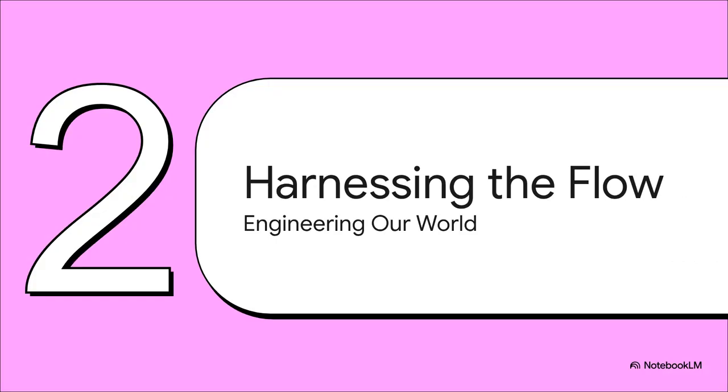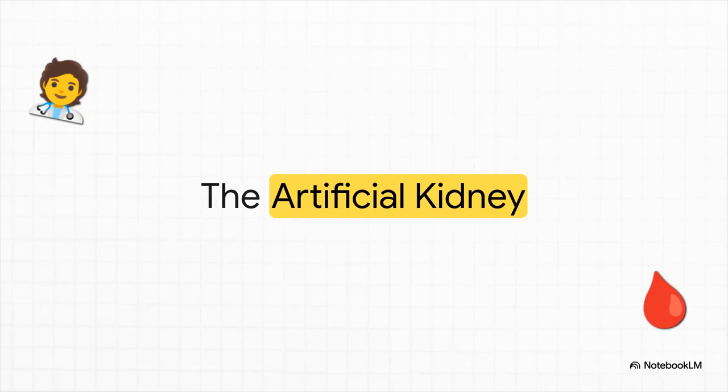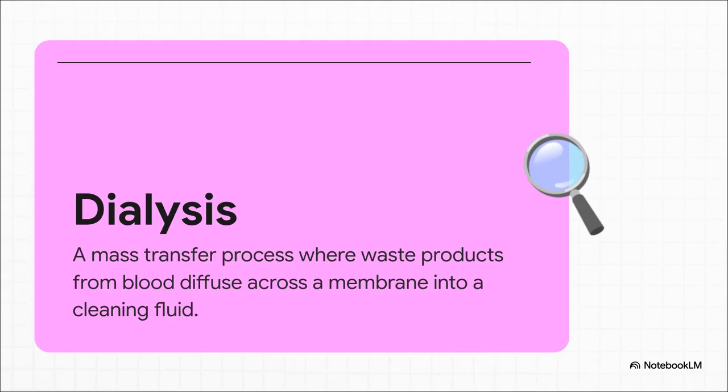Okay, so now for the really cool part. What happens when we, as humans, learn to take this natural flow and actually harness it? When we start to engineer it? Let's start with a truly life-saving piece of technology, the artificial kidney. So, dialysis is basically mass transfer in action. It's brilliant. Your blood, which is full of waste products, flows through a special membrane. On the other side of that membrane is a cleaning fluid, the dialysate, which has zero waste in it.